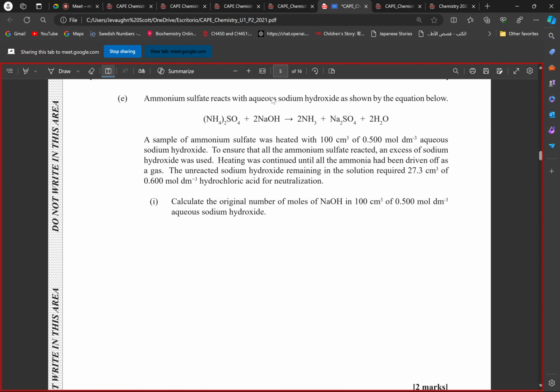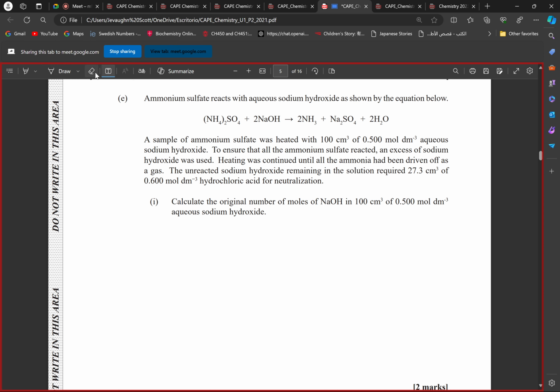Ammonium sulfate reacts with aqueous sodium hydroxide as shown in the equation below. A sample of ammonium sulfate was heated with 100 cm cubed of 0.5 mol per dm cubed aqueous sodium hydroxide. To ensure that all the ammonium sulfate reacted, an excess of sodium hydroxide was used. Heating was continued until all the ammonia had been driven off as a gas. The unreacted sodium hydroxide remaining in the solution required 27.3 cm cubed of 0.6 mol per dm cubed hydrochloric acid for neutralization.